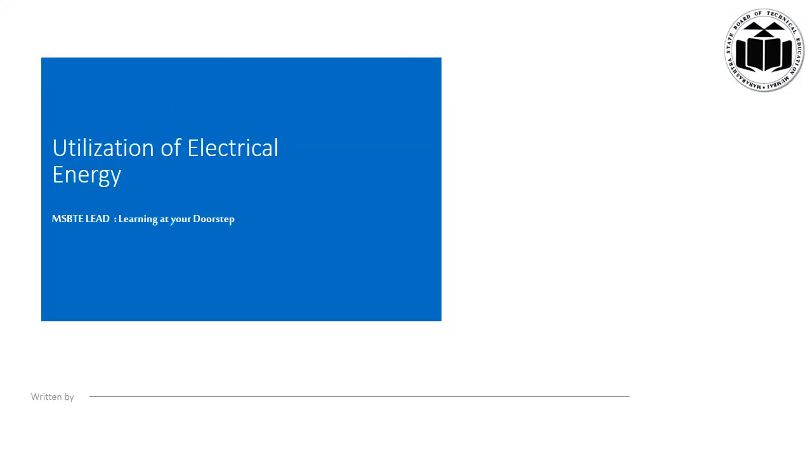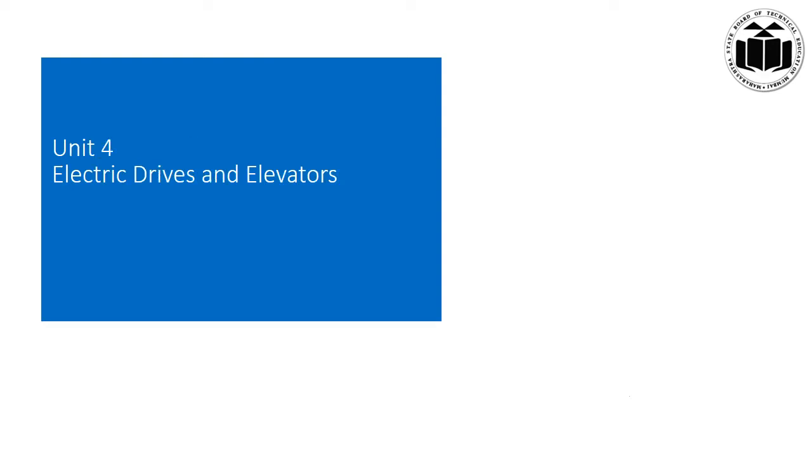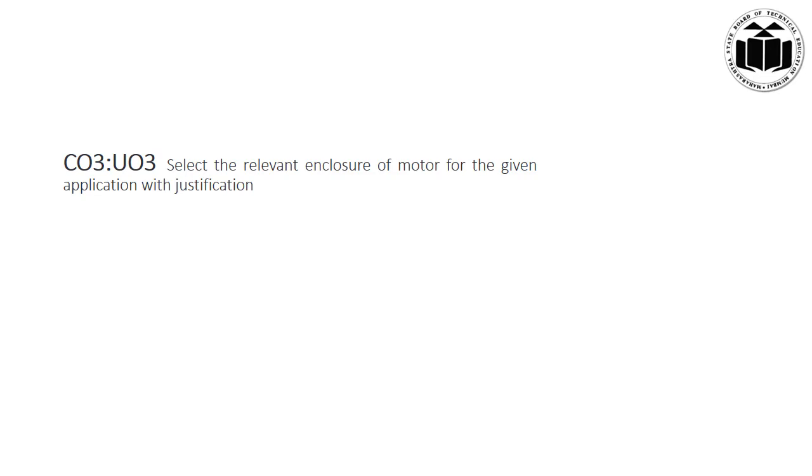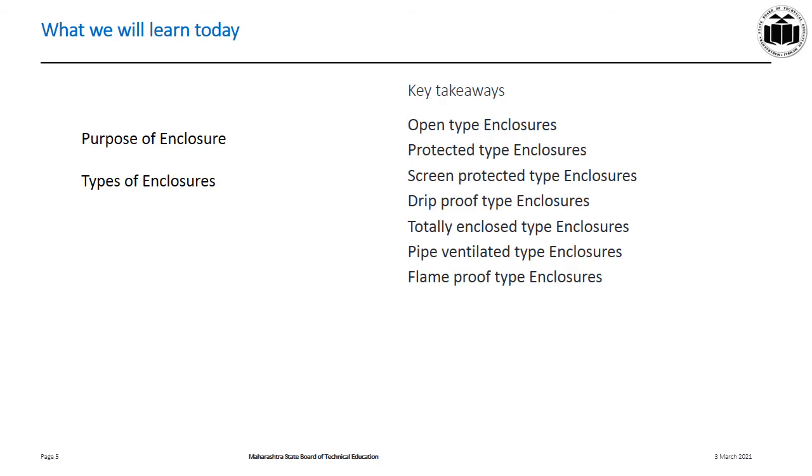Name of course is Utilization of Electrical Energy. The unit is Electric Drives and Elevators. Unit outcome is select the relevant enclosure of motor for the given application with justification. In today's session, we will learn the purpose of enclosure and the types of enclosure.